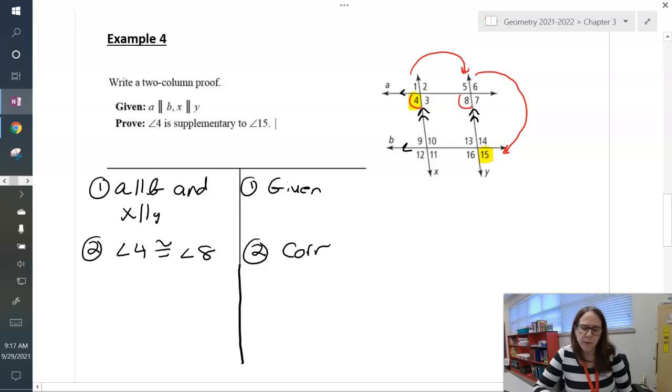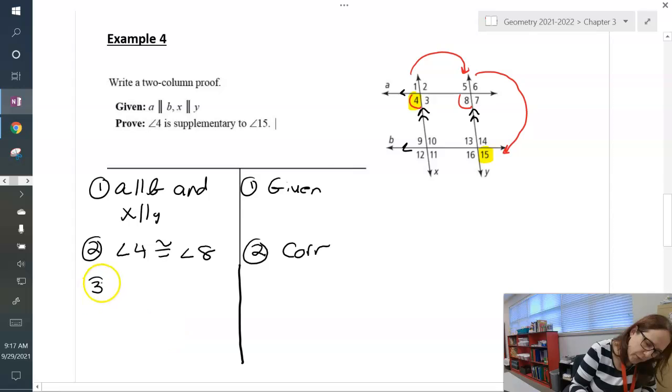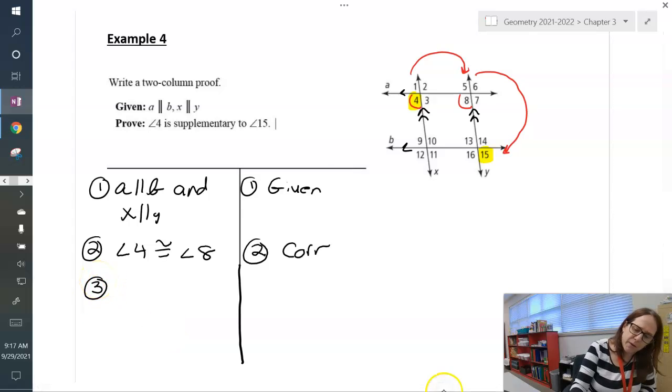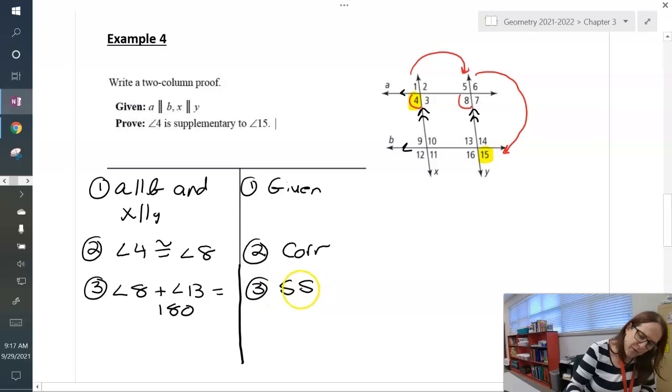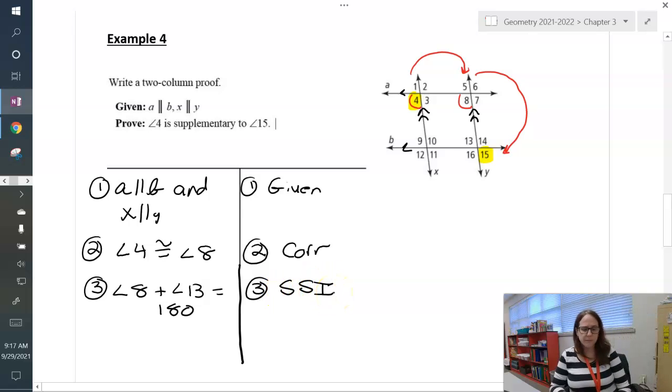No, I'm sorry, not corresponds. That's the same side interior. So now I'm coming down to here. Angle 8 is the same side interior with angle 13. Angle 8 plus angle 13 equals 180. And that's because they're same side interiors.